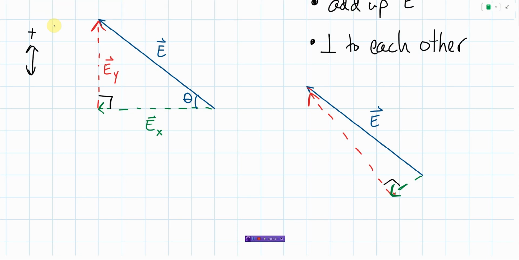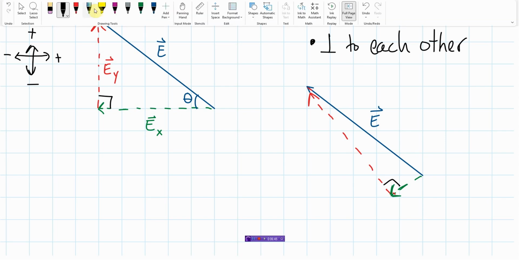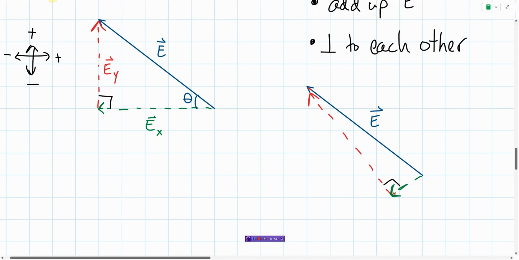If I decide that up is positive and down is negative, and that right is positive and left is negative, technically EX is a negative number, but we'll get to that. Okay, so let's do some right triangle trig. This is probably review for most of you. I'm looking at this triangle, and let's say I want to know what EX is.